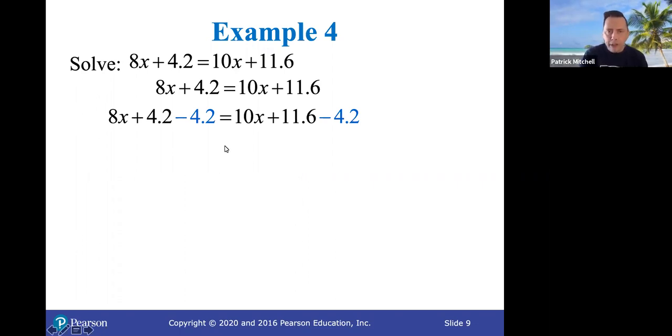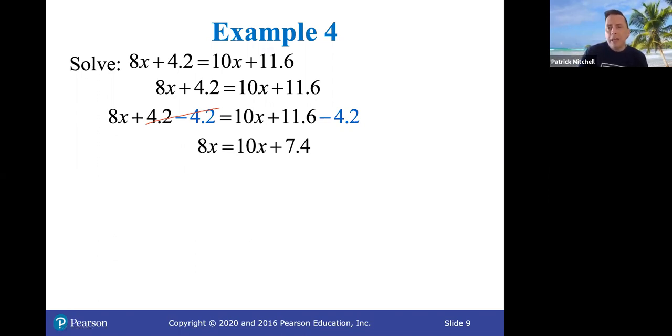This is one option, all right? It's not the only way to do it. It looks like what they're working on doing is putting all the constant terms on the right side and putting the x terms on the left side, but you don't have to do it that way. The reason for subtracting 4 2/10 from both sides is that that's going to get rid of the constant term on the left side. And that is going to leave us with 8x equals 10x plus 7 4/10.